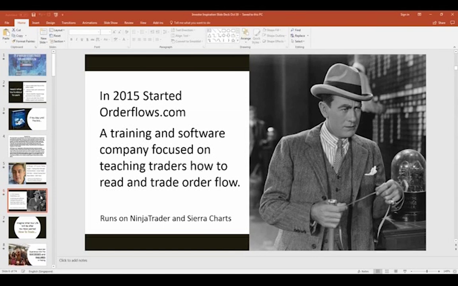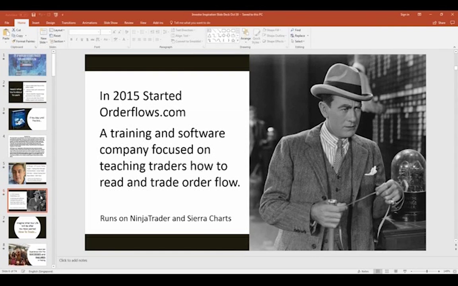I was training traders how to read order flow a certain way, but I've been doing it for so long that it was second nature to me, and I realized for a lot of traders it's going to be difficult, because they didn't have the experience. I wanted to make it as easy as possible. So I came up with the Order Flows Trader software, which I feel takes order flow analysis to the next level.